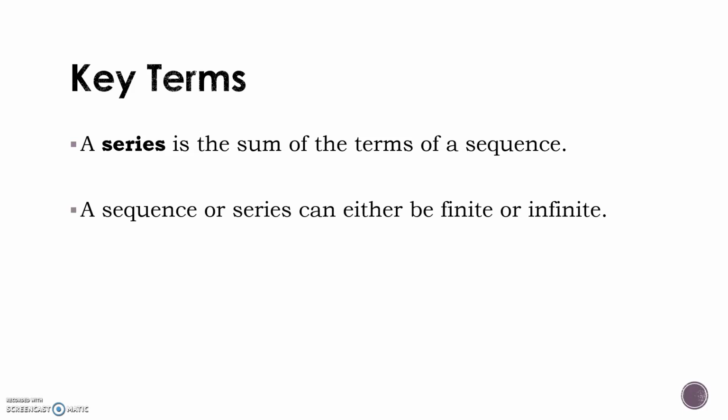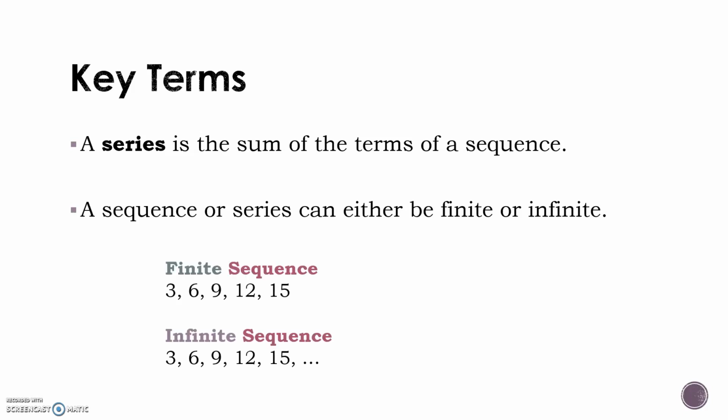A sequence or series can be either infinite or finite. I don't know why those two words are pronounced differently, but here we are. A sequence is what we've been looking at up till now. Notice a finite sequence comes to an end. There's no continuation. It's just 3, 6, 9, 12, 15. An infinite sequence continues on. The ... means it goes on and on forever.